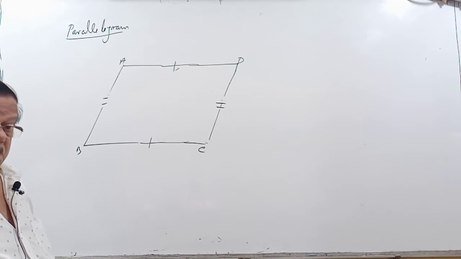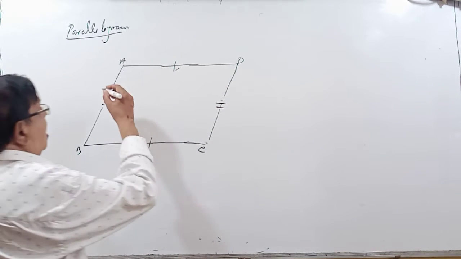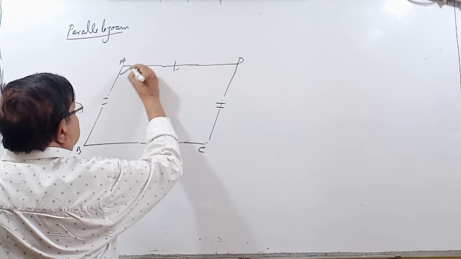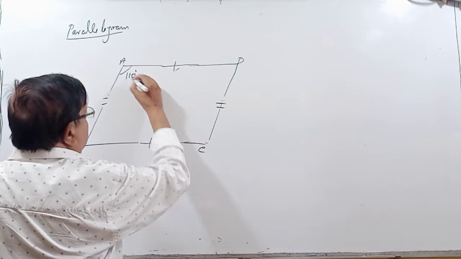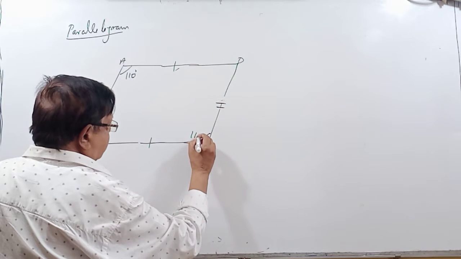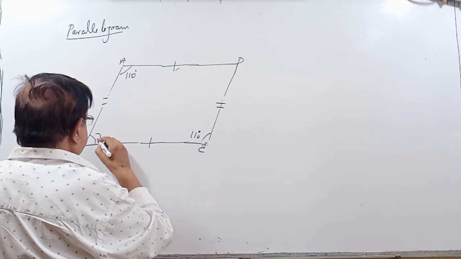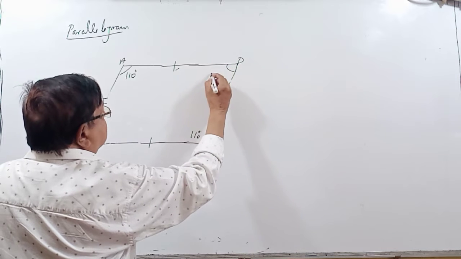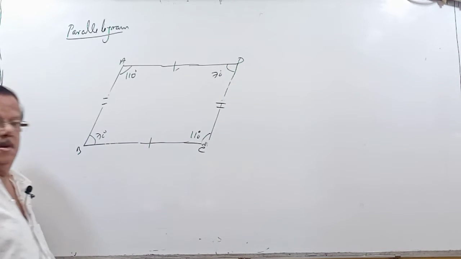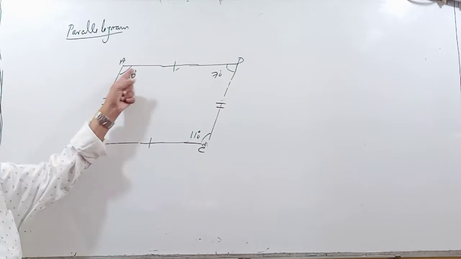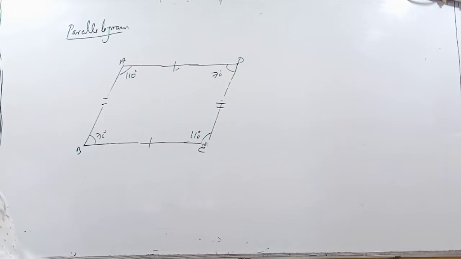Now, in a parallelogram, opposite angles are congruent. This is 110. This also 110. If this is 70, this is 70. Opposite angles are congruent. Opposite sides are congruent.